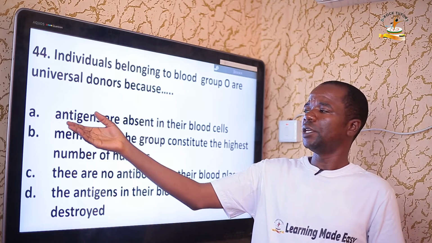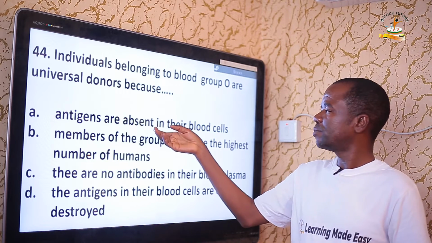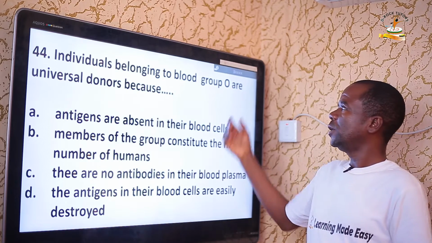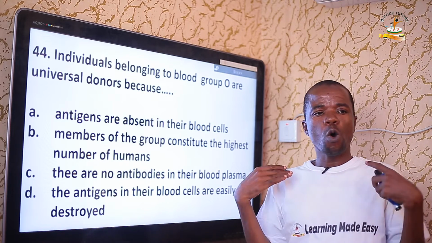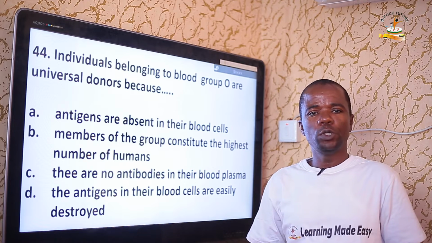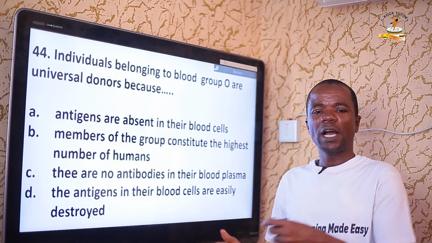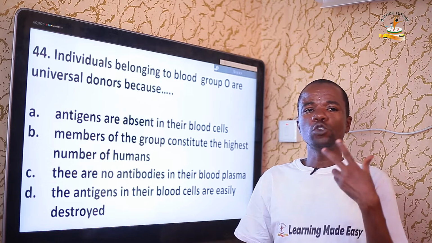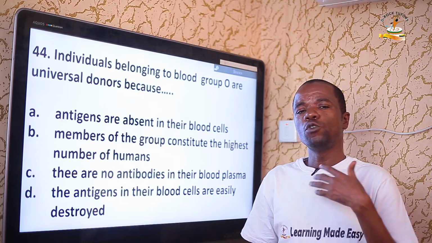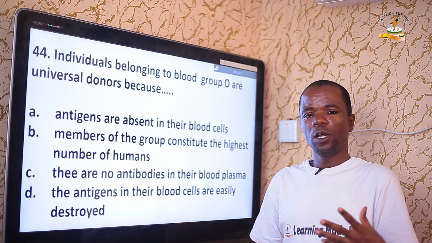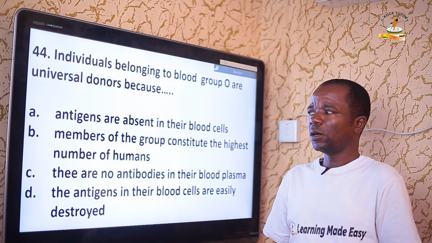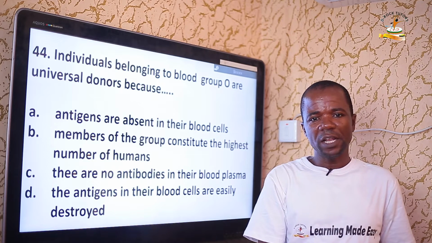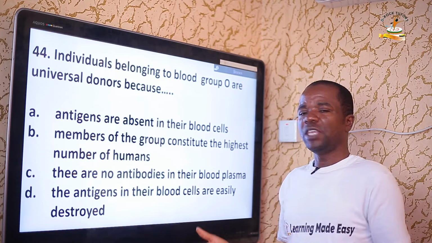the correct answer there is A. Antigens are absent in their blood cells. Now, any individual that belongs to blood group O is called a universal donor. What does that mean? A person with blood group O can donate to every other blood group: A, B, AB, and O. And what makes them able to do that? Because people with blood group O do not have antigens. They neither have antigen A nor antigen B.